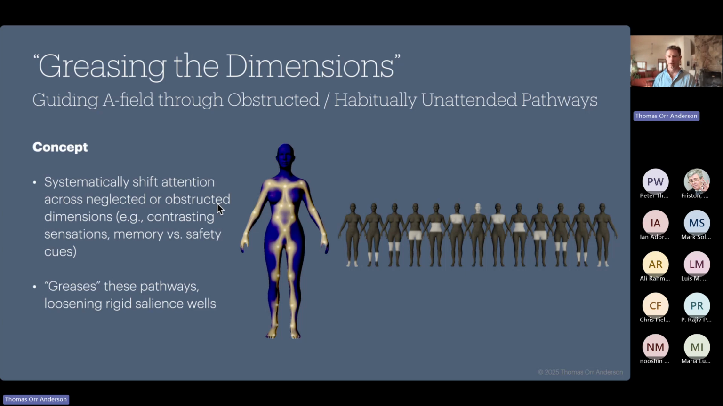Another class of practices I called greasing the dimensions, where we guide attention through obstructed or habitually unattended pathways. Here's represented a very simple Qigong practice, where you gather your attention into your feet, then you move it progressively up through your body to your head, and then back down to your feet. And then again, you repeat, up to your head, back down to your feet. You repeat over and over again. So you're intentionally guiding your attention through your body in these pathways.